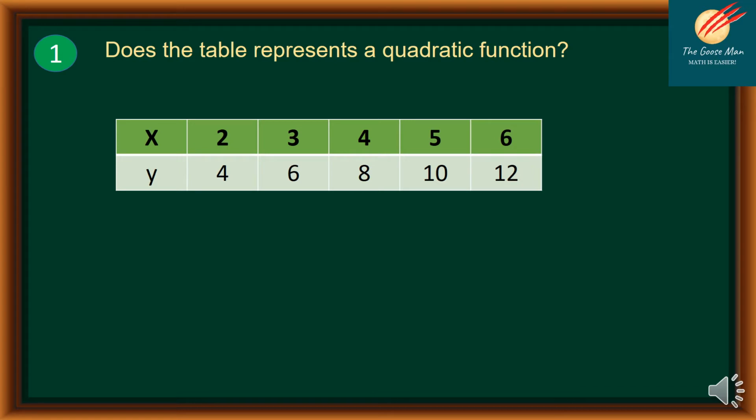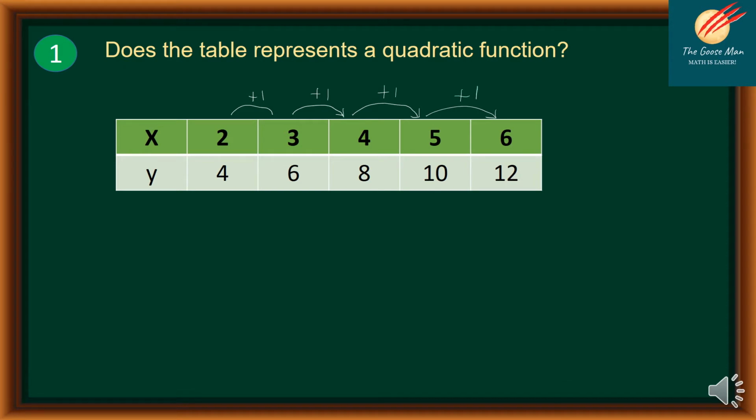Let's have example number one. This table represents a quadratic function. Let's observe the table and get the difference on the values. So we have here 2 and 3, the difference is 1, or we can say that 2 plus 1 is equal to 3. Similarly, 3 plus 1 will result to 4. Also, if we add 1 to 4, it will give us 5. Also, 5 plus 1 will give us 6.